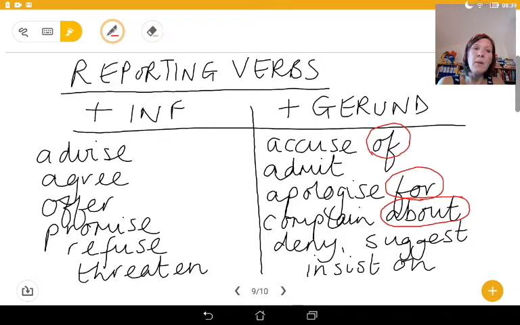Suggest, we've seen before, because of ways of making suggestions: not "I suggest you to," but "I suggest" plus the ing form, "I suggest going on holiday." And the last one in this column, insist on: "She insisted on doing my shopping for me." Try and remember, particularly the gerund column, so we're using the ing form in the correct way.